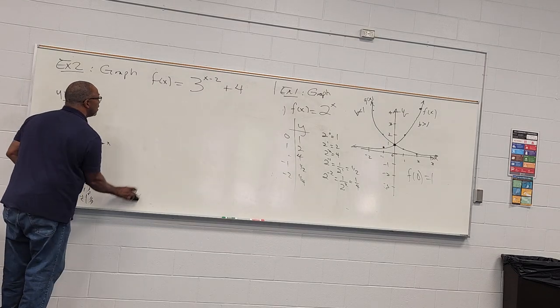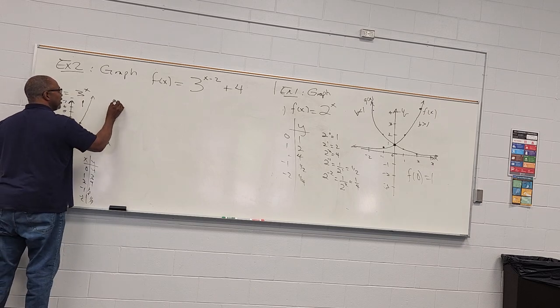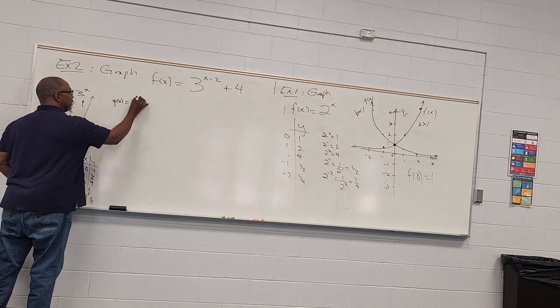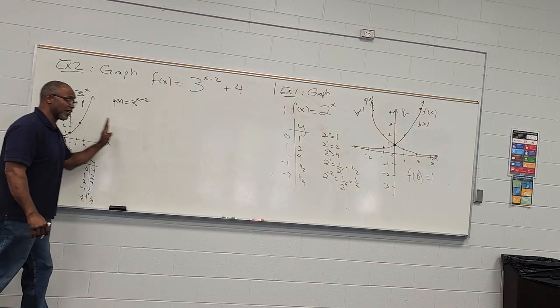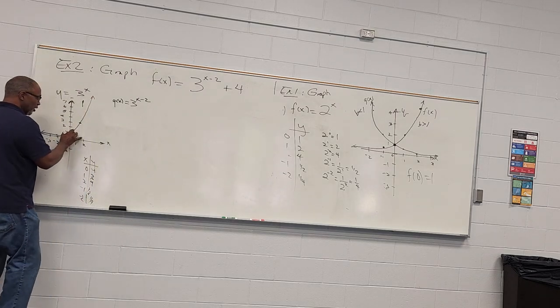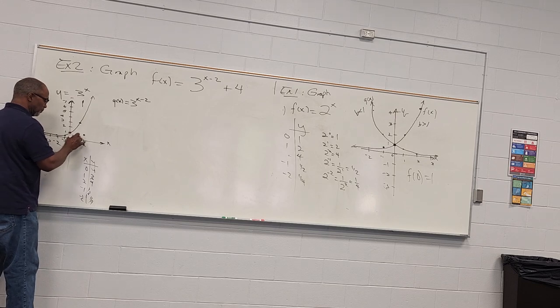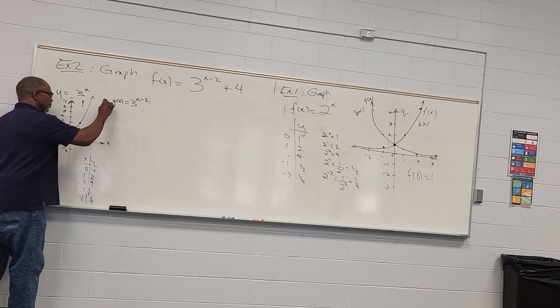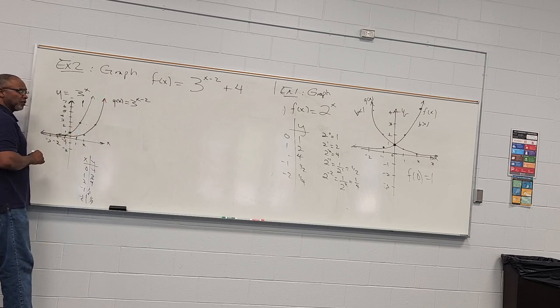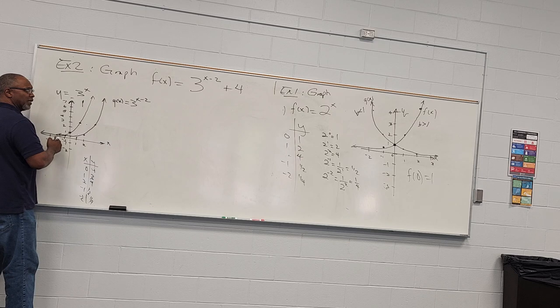Now, g of x, I'm going to call this g of x, x minus 2. That just takes this graph and slides it forward 2 units. So this point moves over 2 units to here. This point moves over 2 units, 1, 2 to here. This point, 1, 2 to here. So it's the same graph, essentially, just moved over 2 units. So there's 3 to the x minus 2.